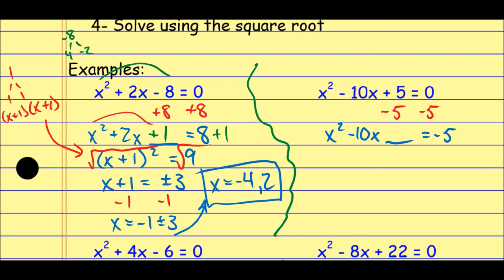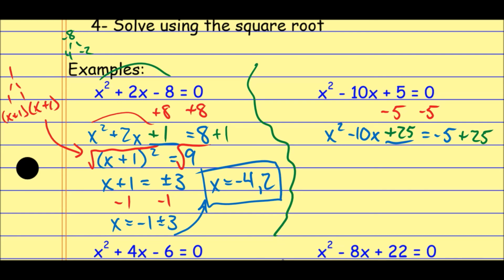Now let's create a perfect square trinomial. B divided by 2 and square it. -10 divided by 2 is a -5. -5 squared is a 25. So I'm going to put a +25 here. So now I've created a perfect square trinomial, but I did that by putting a +25 on the left. I better put a +25 on the right, okay?